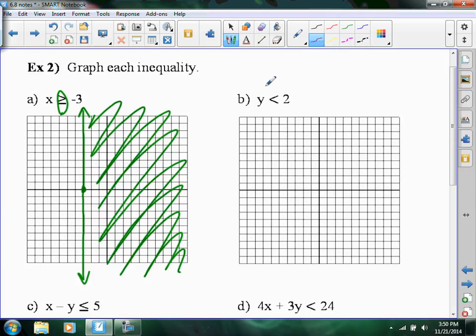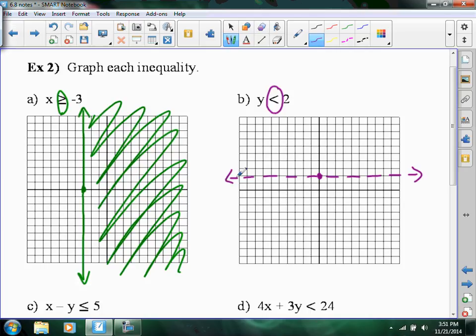Now part B is y is less than 2. Remember, y is laid out like when I slip and fall, so that means it's a horizontal line. So I'm going to go to 2 on the y-axis and have my horizontal line go through it. But again, I have to look at my sign to figure out if I have a solid line or a dashed line. Since it's just less than, I'm going to use a dashed line.